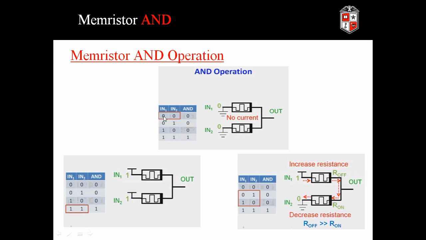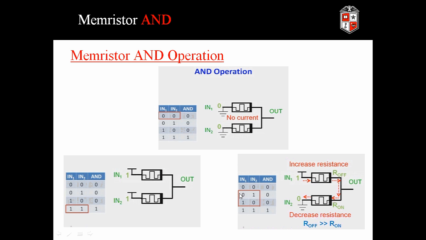As you can see, for a logical 0 and logical 0 input, there is no current flow through the circuit. So the output can also be considered as a logic 0. Whereas for a logic 1 and logic 1 input, both memristors offer very high resistance. Even the total voltage, we can see a logic 1 voltage inside here.